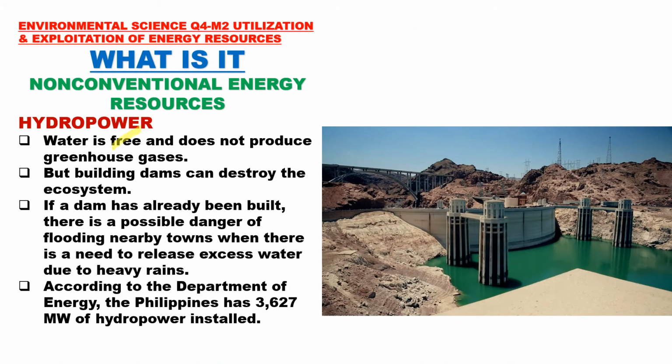Water is free and does not produce greenhouse gases, but building dams can destroy the ecosystem. If a dam has already been built, there is a possible danger of flooding nearby towns when there is a need to release excess water due to heavy rains. According to the Department of Energy, the Philippines has 3,627 megawatts of hydropower installed in the country.